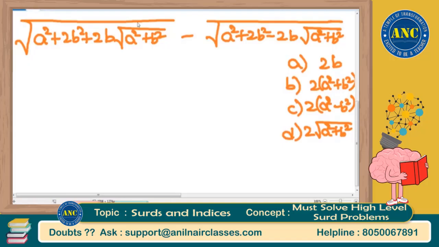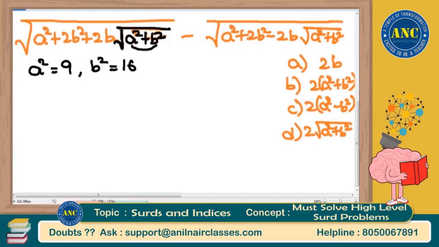Now think logically. Suppose inside the square root I have a perfect square, for example 4. Then the square root of a perfect square will be a whole number, which is easier for me. That means a square plus b square, make it a perfect square. For a square plus b square to be a perfect square, a square I will take as 9, b square I will take as 16, because 9 plus 16 is 25.